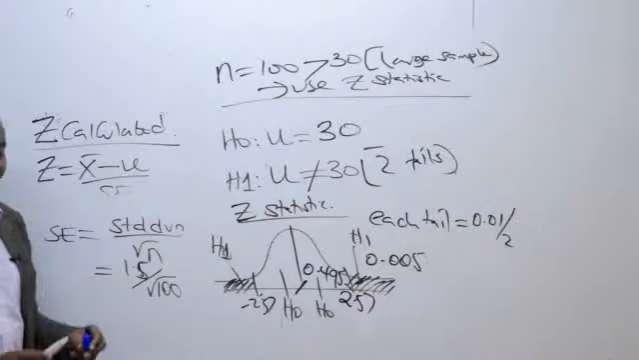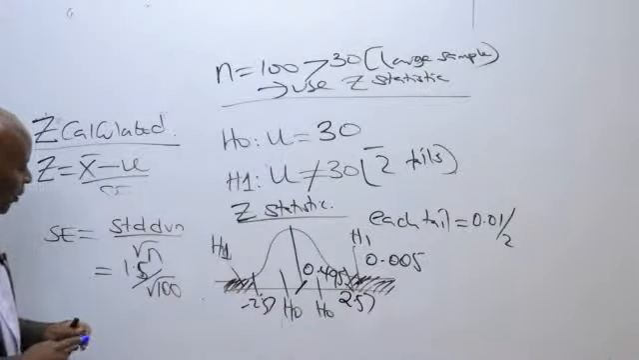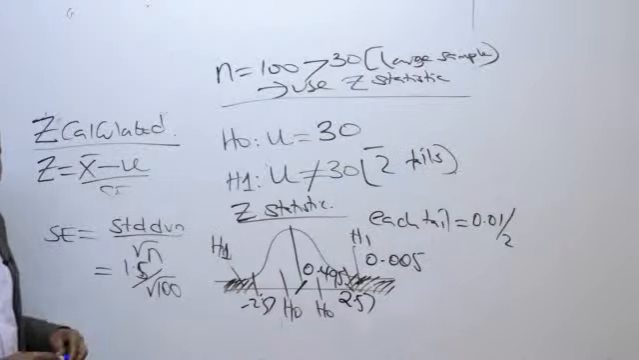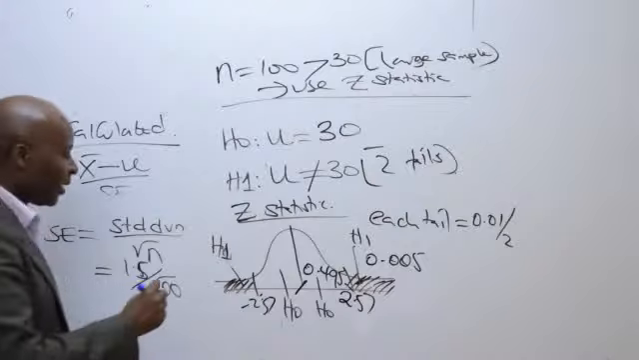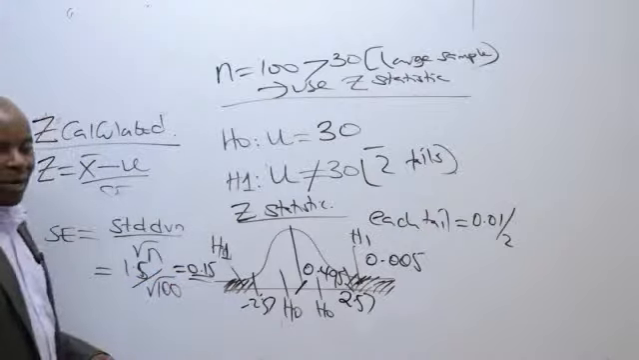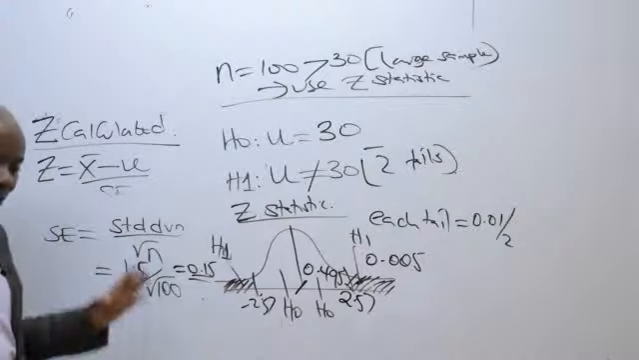Divided by the square root of 100. So 1.5 divided by 10. Thank you very much, Denise. 0.15. That is the correct answer for standard error.